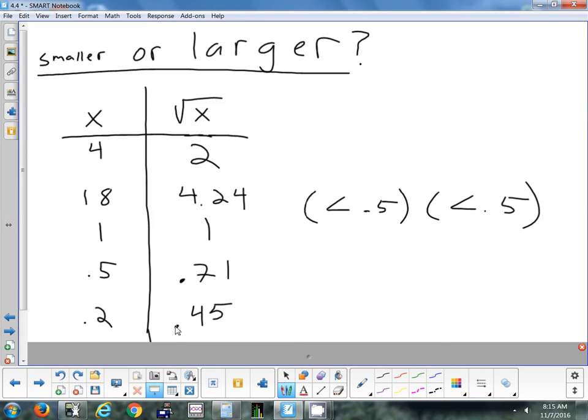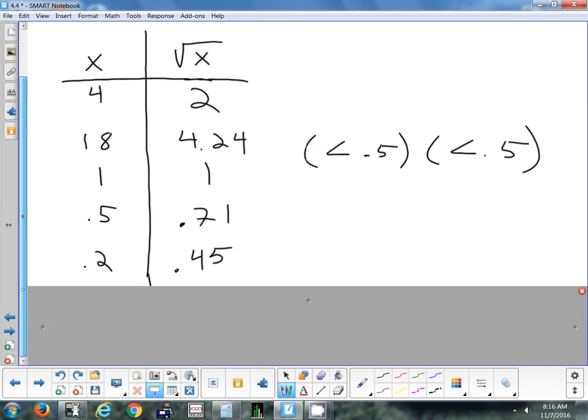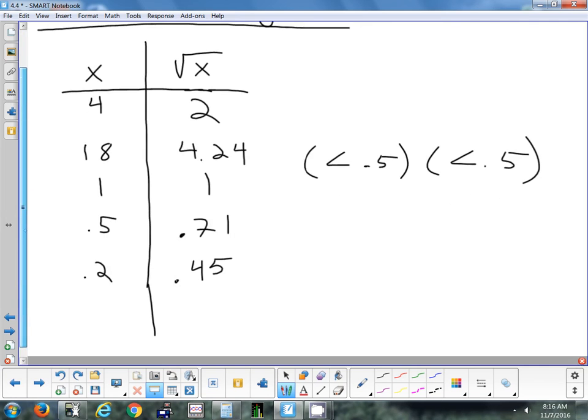So that's going to lead to something kind of interesting when you graph it too. You're going to get a certain behavior after 1 and a different behavior before 1. All right, so the point here is you're just going to be careful when you're taking square roots, whether they get smaller or larger.